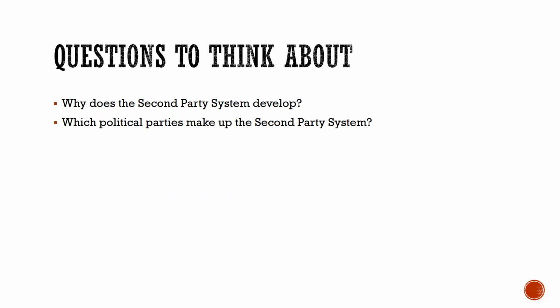So the question is, why does the second party system develop? It's because of the bank war, because people are opposed to Andrew Jackson. And so they're creating the Whig Party to oppose Andrew Jackson's Democratic Party. And that also answers our second question. Which political parties make up the second party system? The Democrats, initially led by Andrew Jackson and then Martin Van Buren, and then the Whig Party, which sees the election of William Henry Harrison in 1840.